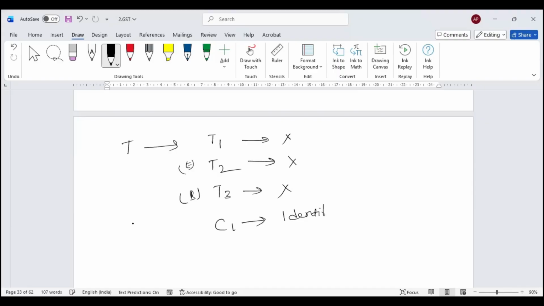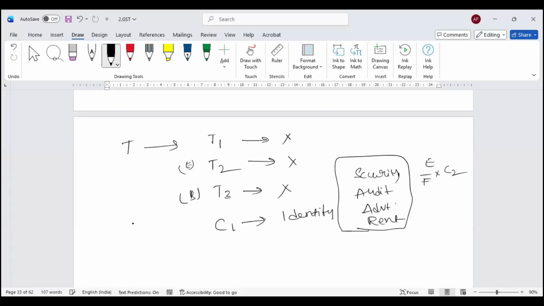How do I identify this common credit? Based on security, audit fee, advertisement, rent. Since I know these, we try to identify these common credits and straight away apply this formula, E by F into C2. This we do on a real-time basis. Instead of identifying T4, identifying that from C1, then travelling to C2, instead of doing that, we do this straight away every month. Clear, sir?